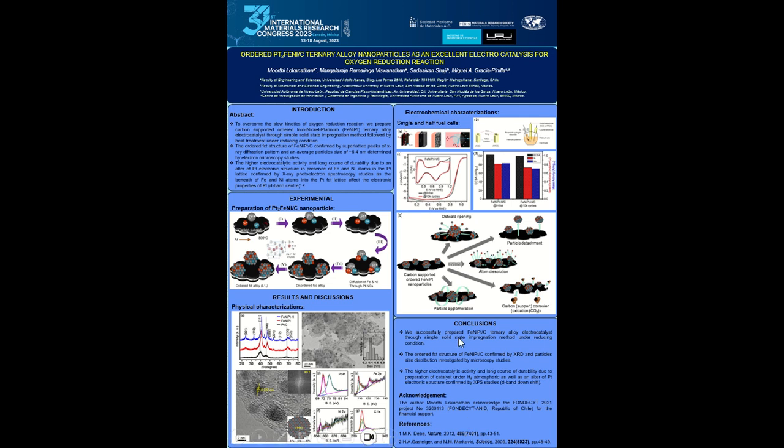So now we can conclude. We have successfully prepared the FeNiPt ternary electrocatalyst through a simple solid state method under reducing condition. The ordered FCT structure was confirmed through X-ray analysis with the help of the presence of superlattice peaks. The higher electrocatalytic activity is due to the preparation under reducing atmospheric condition, as well as the influence of the transition metal on the Pt electronic structure, meaning d-band downshift.